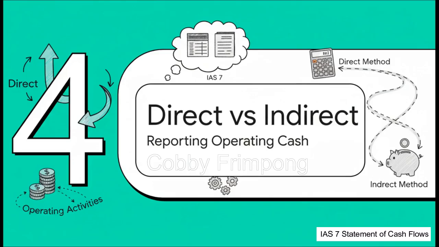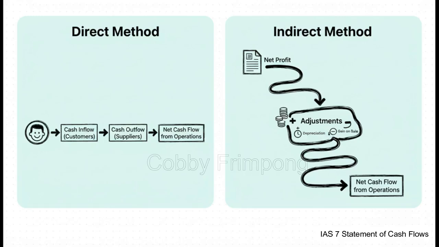Now, here is a really important detail you need to know for that operating activities section, and only for that section. IAS 7 actually gives companies a choice. They can present the information in one of two ways, the direct method or the indirect method. On the one hand, we have the direct method. This method just shows the major classes of gross cash receipts and gross cash payments.